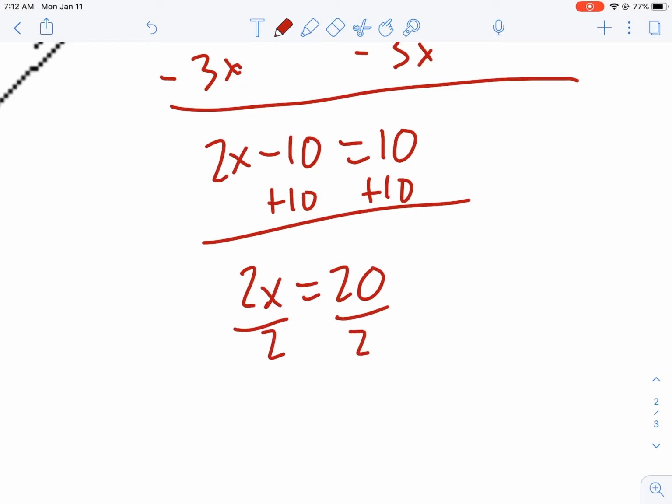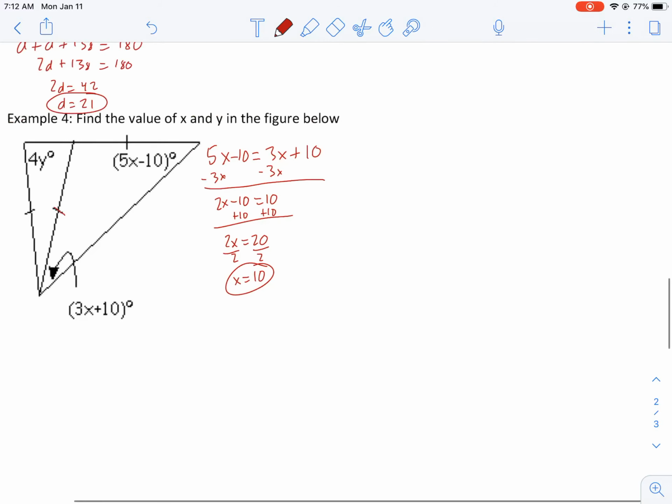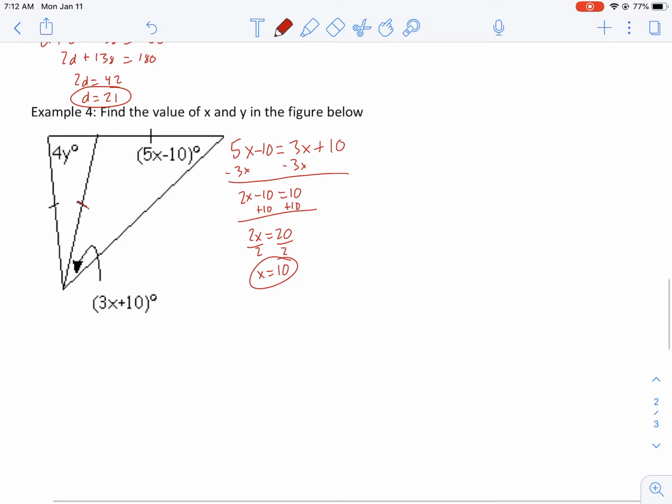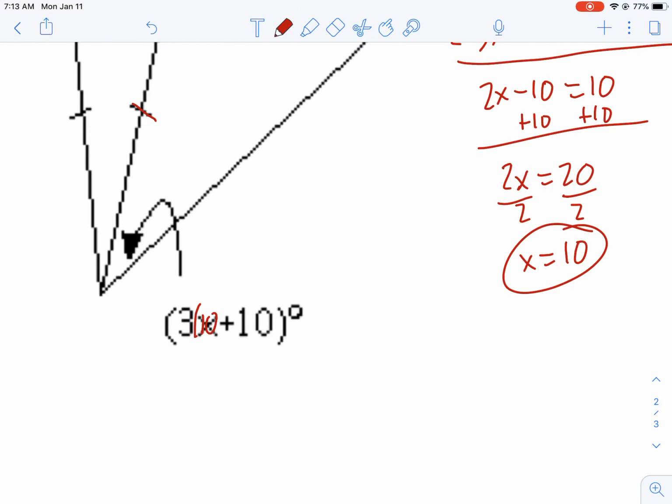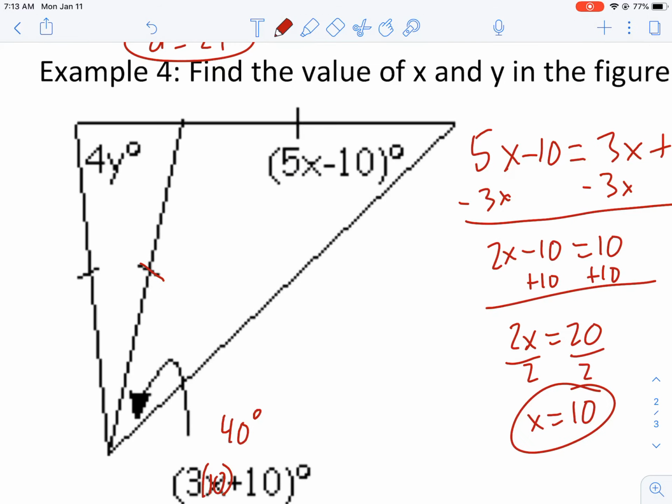And I was correct. So we got x is 10. We need to figure out what these angles are. If we plug 10 in here, that's going to be 30 plus 10, so that's going to be 40, which means that this angle also is going to be 40. So that makes 80. That means this angle right here has to be 100, right?